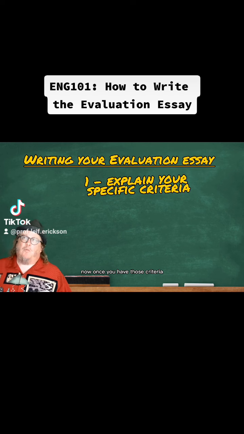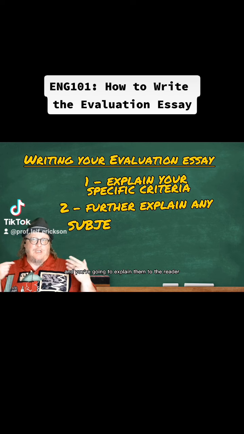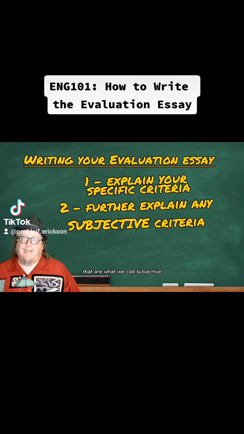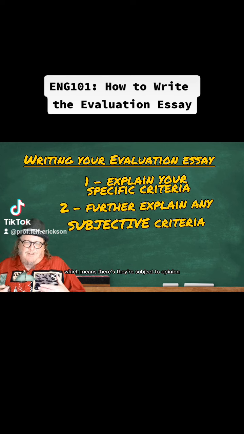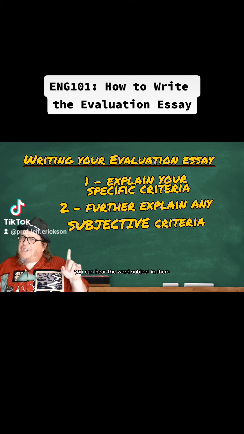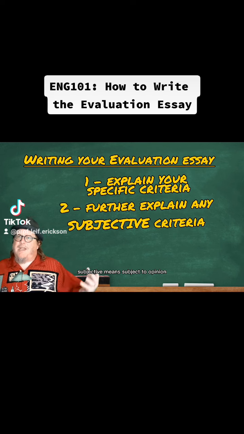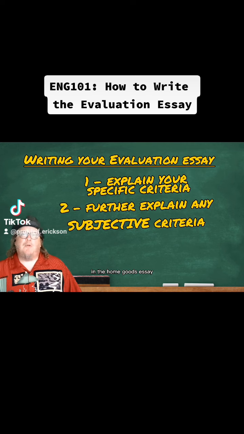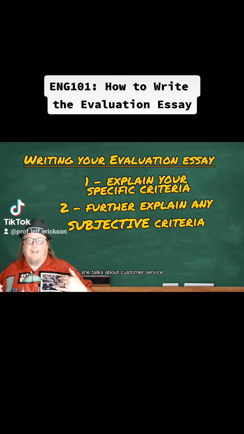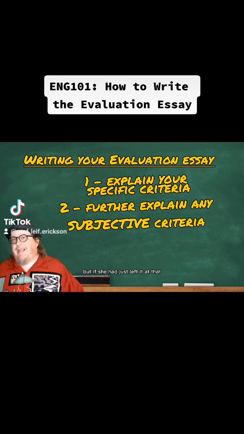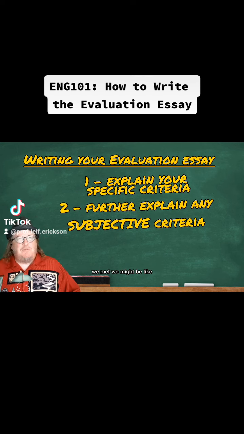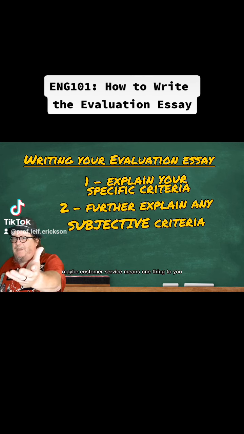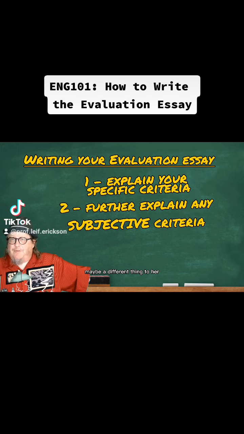Now, once you have those criteria and you're going to explain them to the reader, be on the lookout for criteria that are what we call subjective, which means they're subject to opinion. You can hear the word subject in there. Subjective means subject to opinion. So, for instance, in the home goods essay, she talks about customer service, but if she had just left it at that, we might be like, what does customer service mean to her? Maybe customer service means one thing to you, one thing to me, maybe a different thing to her.